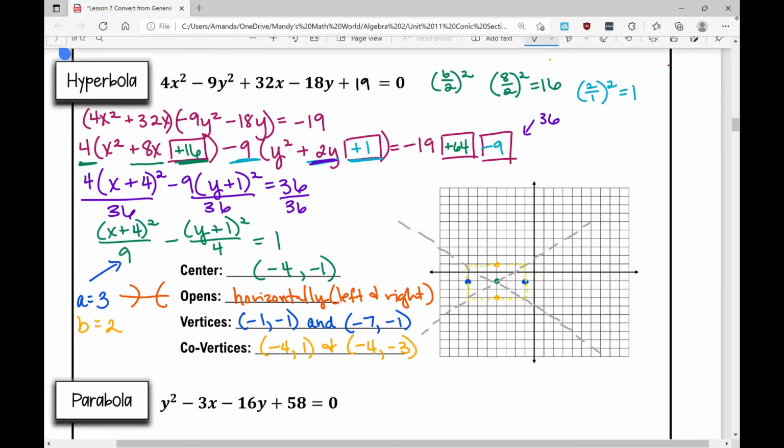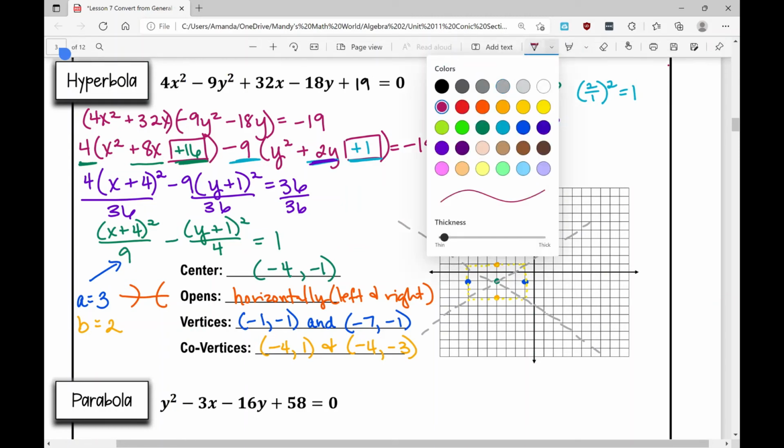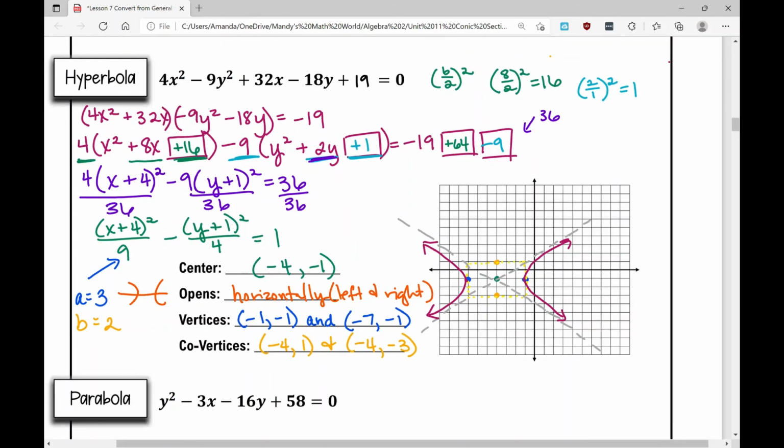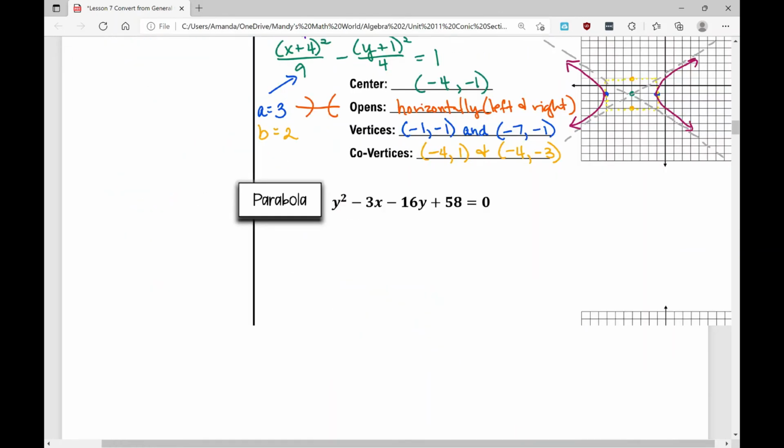And now let's draw this hyperbola. We're just doing a little rough sketch. So that vertex is right there, that blue dot. I know it's going to approach each of those asymptotes on both sides, and it's going to look just like that. So let's move on to our very last example, which is a parabola.